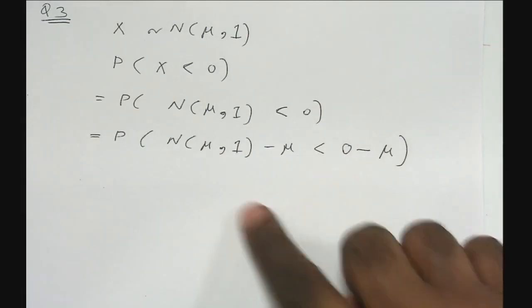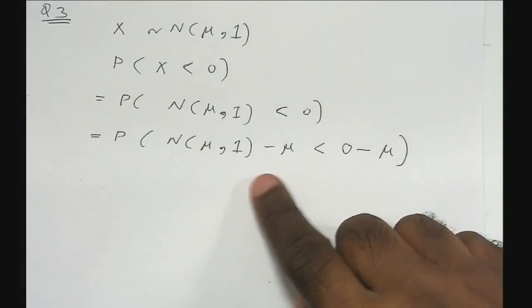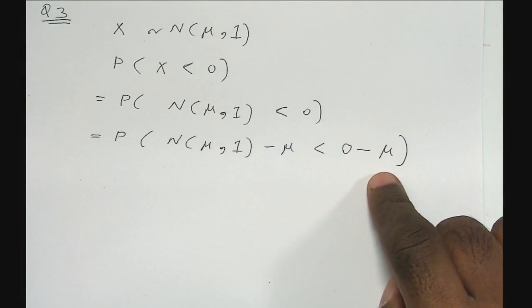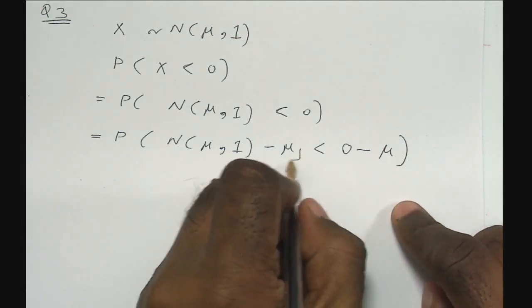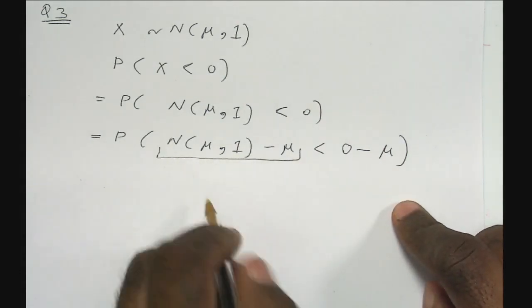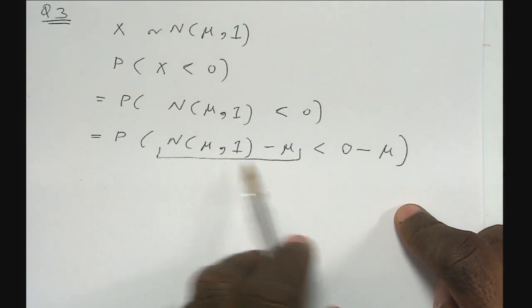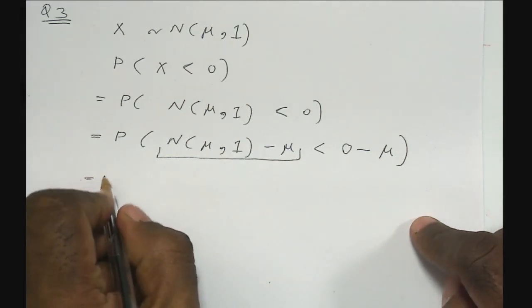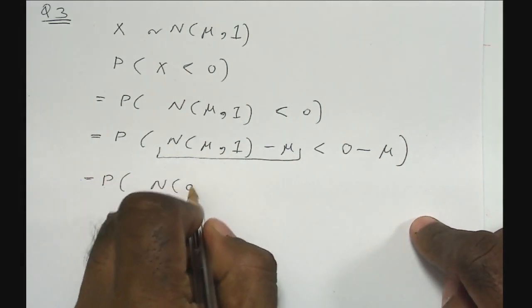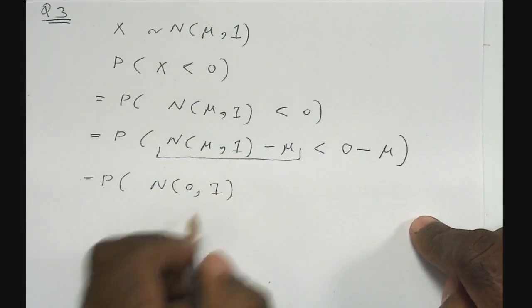see what I've done. I have subtracted mu on the left and the right hand side. The reason I have done that is because this guy here, what would this be, guys? This would be the standard normal variable with parameters 0 and 1. Okay?